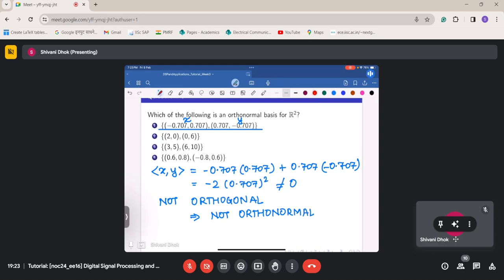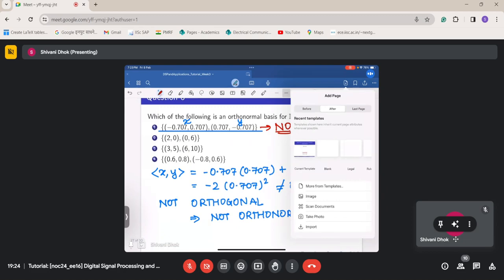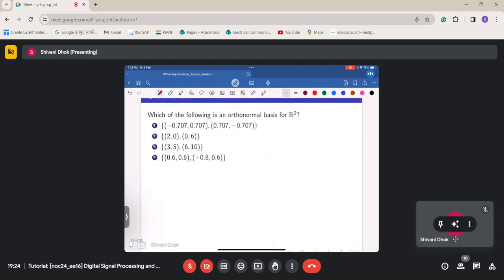So the first given set does not form an orthonormal basis. This one. Is it clear? Yes. Yeah. So now let us look at this second one.